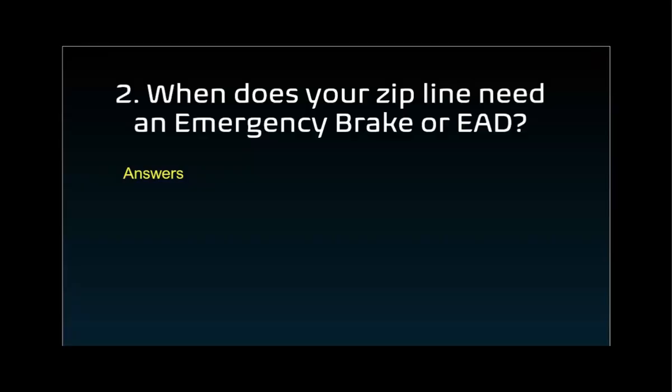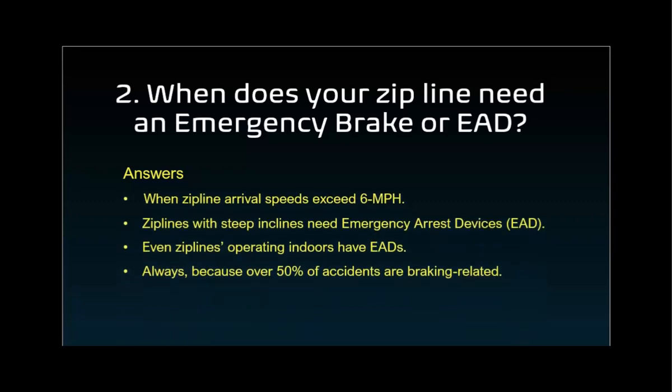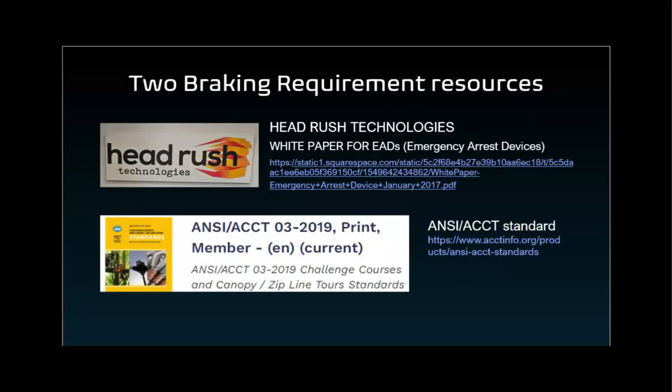So when does your zipline need an emergency brake or an EAD? The answer: when your zipline speeds exceed 6 miles per hour. The ACCT has defined that for over a decade. Ziplines with steep inclines should have an emergency arrest device or an emergency brake. Even ziplines operating indoors have EADs. I recommend you always have an emergency brake on your ziplines because over 50% of all accidents in the zipline industry are braking related. Let's look at some more resources about zipline braking systems.